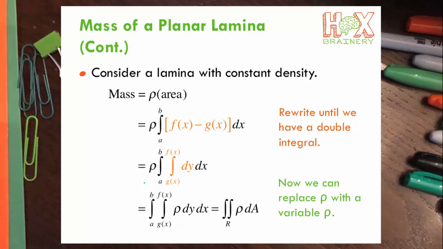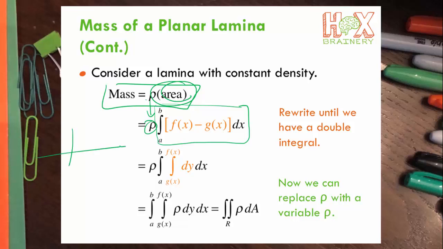So consider a lamina with constant density. Mass is equal to rho times area, right? That's what I stated on the last slide. We're going to rewrite that so that you get an integral. Rho is still rho, that's fine. But this area, I'm going to rewrite as a definite integral, much like you would have seen in Calc 1 or the beginning of Calc 2.